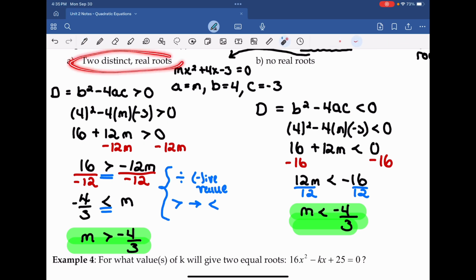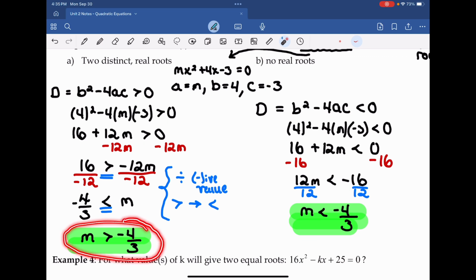Do you see how when we had two distinct real roots, in this specific situation, m must be strictly greater than negative 4 over 3? When it was no real roots, it just flipped the other way. So to have two real roots, it must be this. To have two non-real roots, it must be the other way.